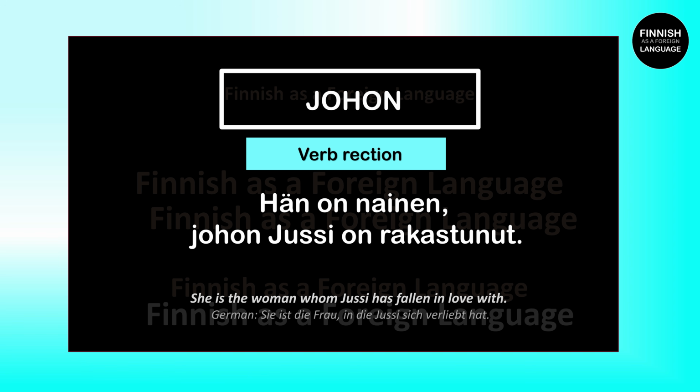One more. Hän on nainen, johon Jussi on rakastunut. In English, she's the woman whom Jussi has fallen in love with. Let's go step by step. Hän on nainen means she's the woman. Johon Jussi on rakastunut means into whom Jussi has fallen in love. So here, johon refers to the woman. So here again, we have a verb action that goes with the ilative case. That's why we use johon here. So let's repeat again. Hän on nainen, johon Jussi on rakastunut. In English, she's the woman whom Jussi has fallen in love with.